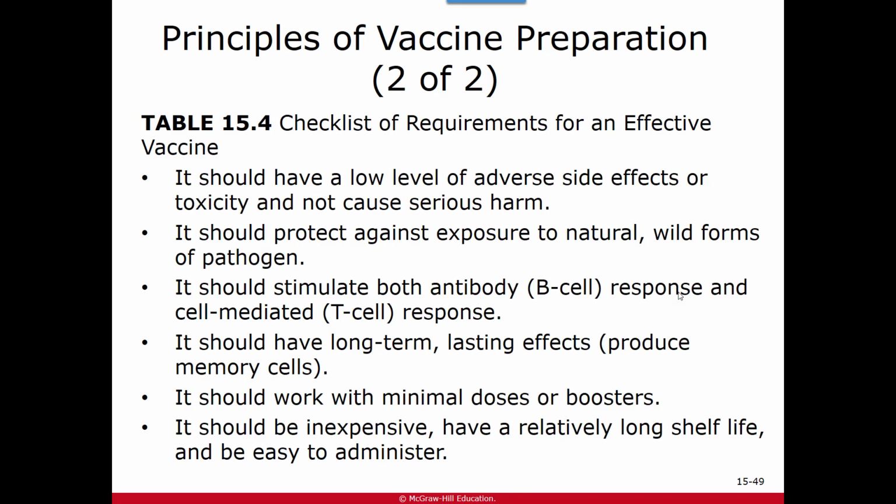Our checklist of things we would like for an effective vaccine. We would like it to have a low dose with very few side effects and not cause any harm. We want to be protected against all forms of the disease. You want it to stimulate both B cell and T cell response, so you get memory cells everywhere. We want it to work a long time. We want it to work with minimal doses or boosters. It's annoying to have to go in for your third booster shot all the time with every single thing. We want it to be cheap. We want it to have a long shelf life, and we want it to be easy to administer. All things we'd like of our different vaccines.